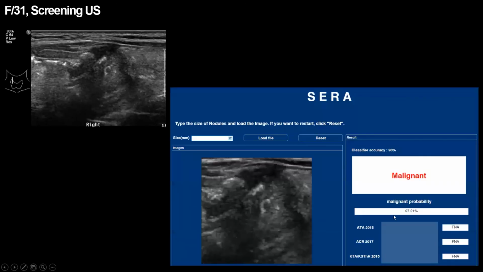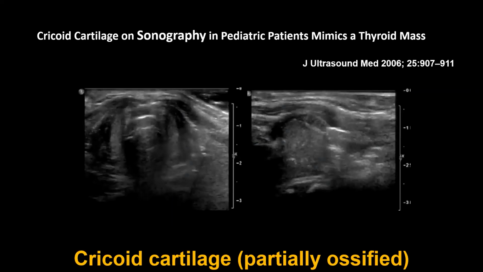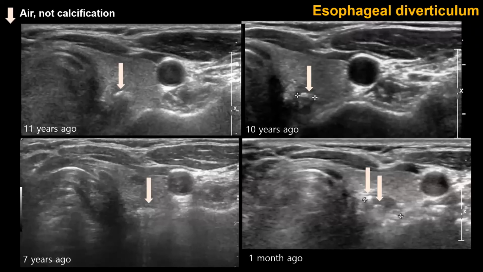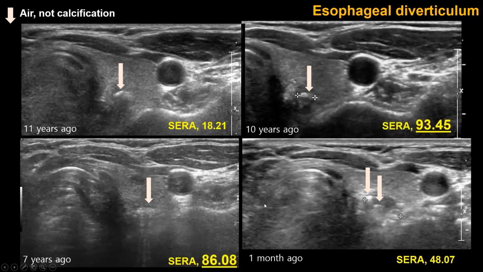This 31-year-old woman was referred to our institution after a suspected thyroid or parathyroid nodule showed up during her medical checkup. The CAD value was very high, but it was a cricoid cartilage, not an abnormal mass. These images show the ultrasound findings of an esophageal diverticulum according to time. The CAD value fluctuated. In some images, the malignancy rate was quite high.